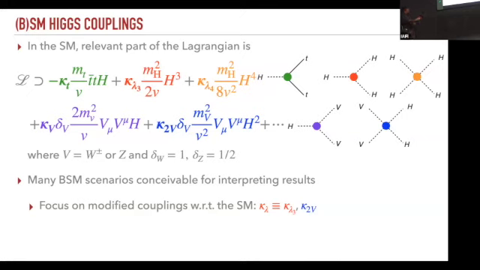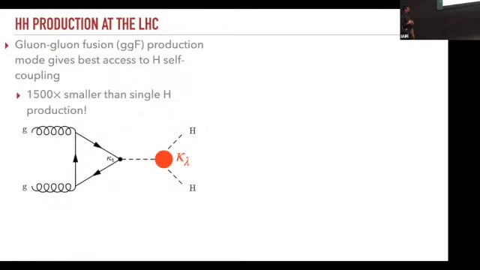Here you have kappa lambda that describes deviations for this primary trilinear Higgs interaction. And then kappa 2V describes deviations related to 2 vector bosons and 2 Higgs bosons. I'll return to kappa lambda 4 a little later, because hopefully I'll have time to talk a little bit about that.